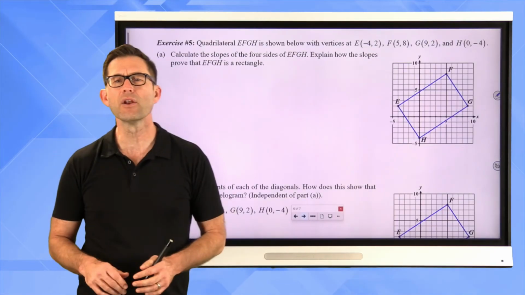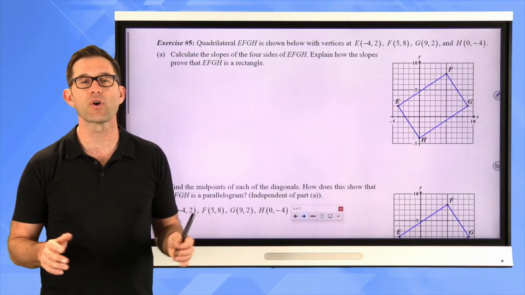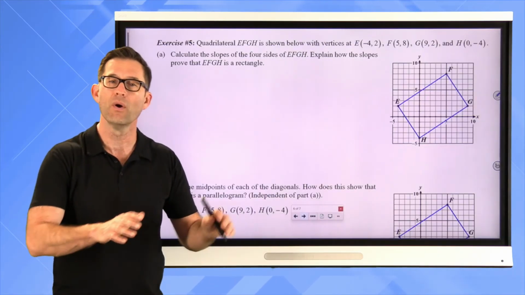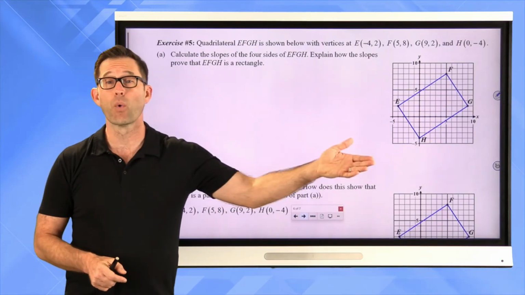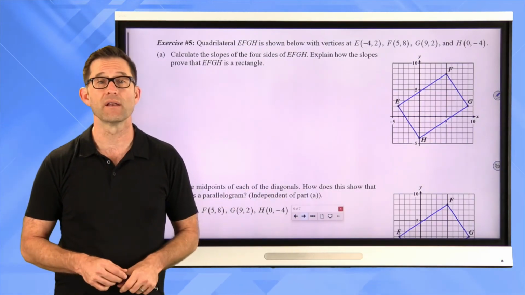All right, let's play a little bit around with rectangles in the coordinate plane, because we want to do that. We want to do some of our geometry now in the Euclidean plane, which we just did, and some of it in the coordinate plane. Let's take a look at exercise number 5.